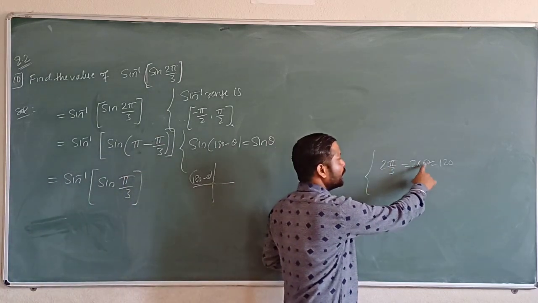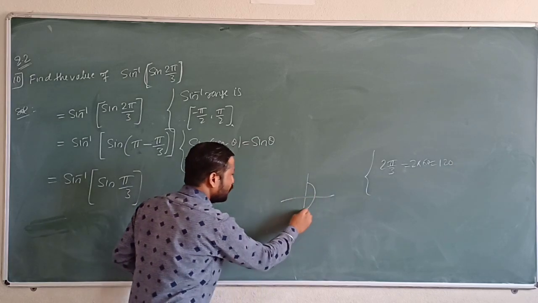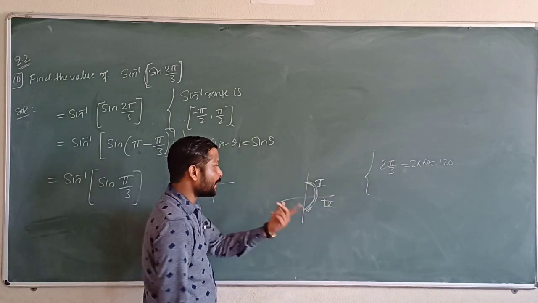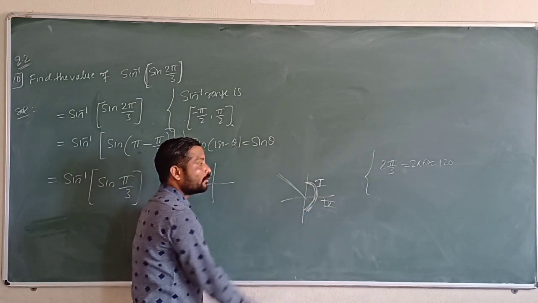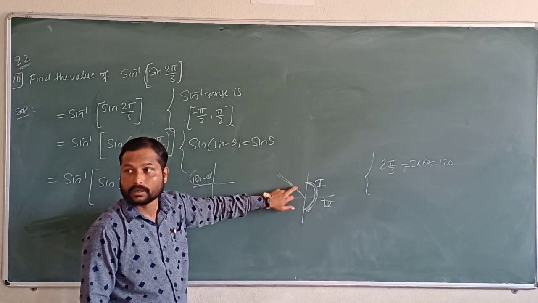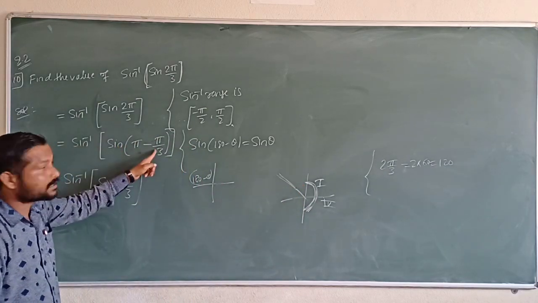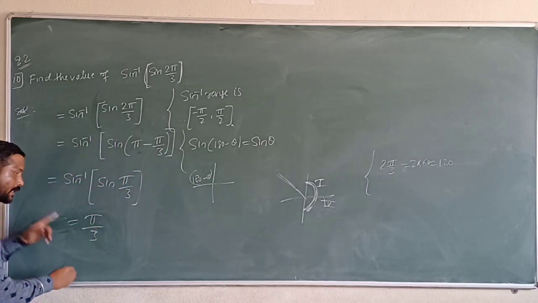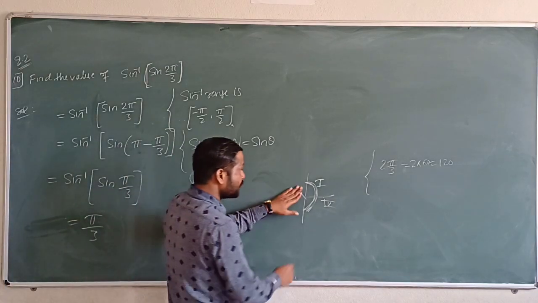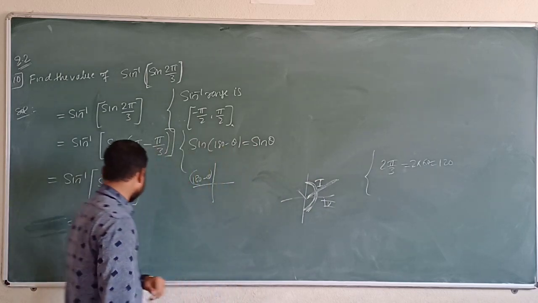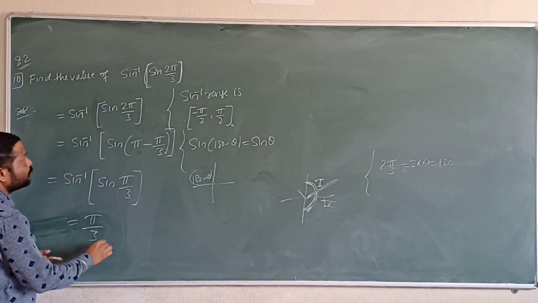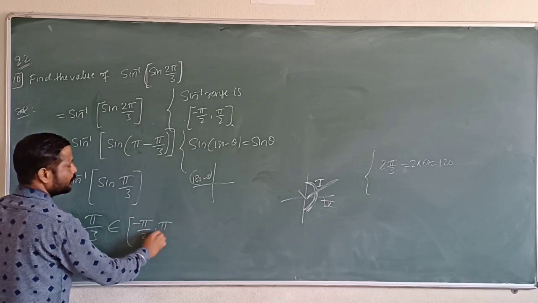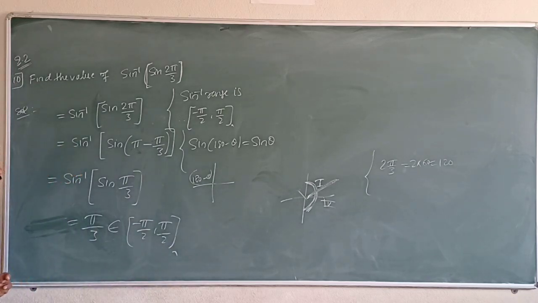We took 2 into 60, which becomes 120. What is the sin inverse range here? First quadrant and fourth quadrant. But 120 degrees goes in which quadrant? The second quadrant. So for that reason we take pi minus theta, simplify, sin inverse and sin cancel. What is the answer? Pi by 3. Now check whether pi by 3 lies in the given range. It lies in the first quadrant. So the value for the given question is pi by 3, which belongs to the closed interval minus pi by 2 to plus pi by 2. That is the answer.